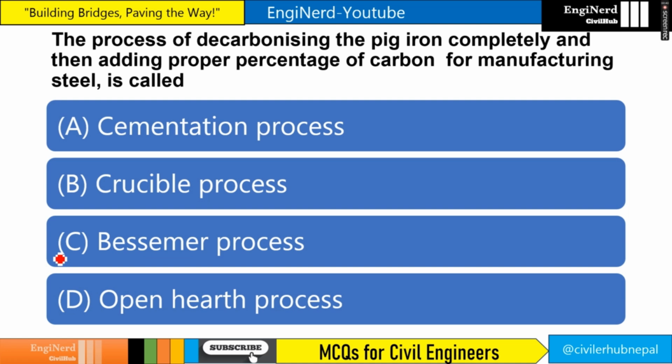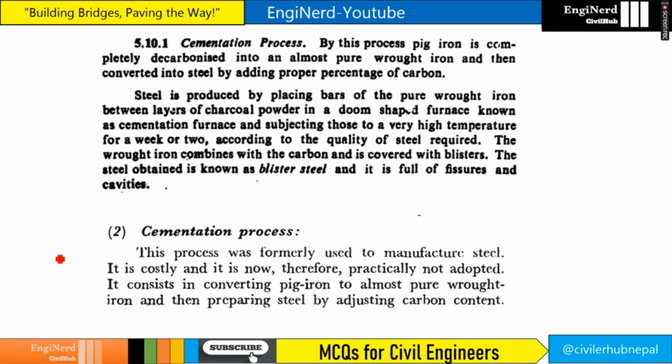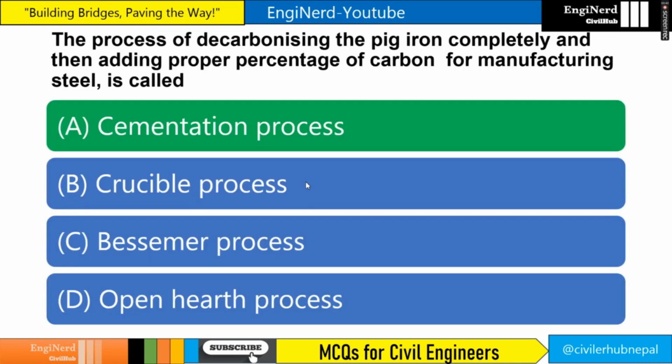The process of decarbonizing the pig iron completely and then adding proper percentage of carbon for manufacturing steel is the cementation process, right? So if you see in the cementation process, pig iron is completely decarbonized into almost pure wrought iron and then converted into steel by adding proper percentage of carbon. So this particular cementation process gives us what? Blister steel, right? And it is full of fissures and cavities. This is also important. Okay, answer is cementation process.